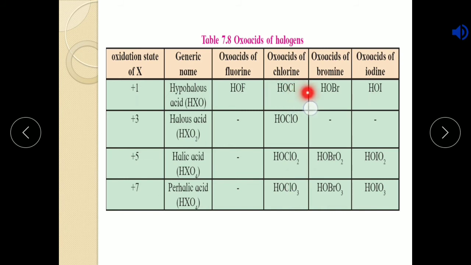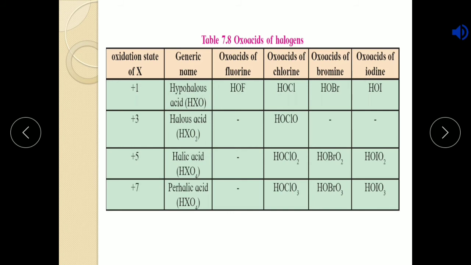The first is hypochlorous acid with oxidation state +1. Second is chlorous acid, HOClO, or we can say HClO2, with oxidation state +3. Third one is halic acid, that is chloric acid with the formula HClO3, oxidation state +5. The last one is HClO4, oxidation state +7, and the name is perchloric acid. As oxidation state goes on increasing from hypochlorous acid to perchloric acid, their acidic strength also goes on increasing. That means perchloric acid is the strongest acid of all the oxoacids of chlorine.